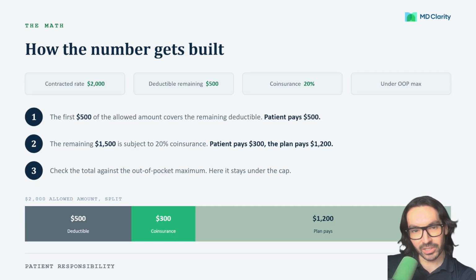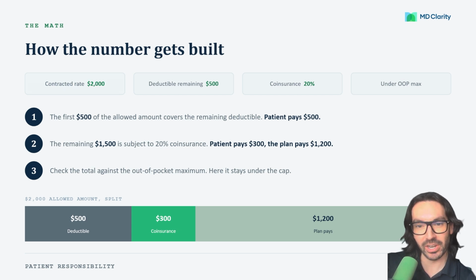day it arrives. Now let's work the math together, because this is a step that decides whether your estimate is right. Take a procedure with a contracted rate of $2,000. Our patient has a deductible of $1,886 and has already met all but $500 of it. Their coinsurance is 20%. Step 1. The first $500 of that $2,000 goes straight to the remaining deductible, so the patient pays $500.